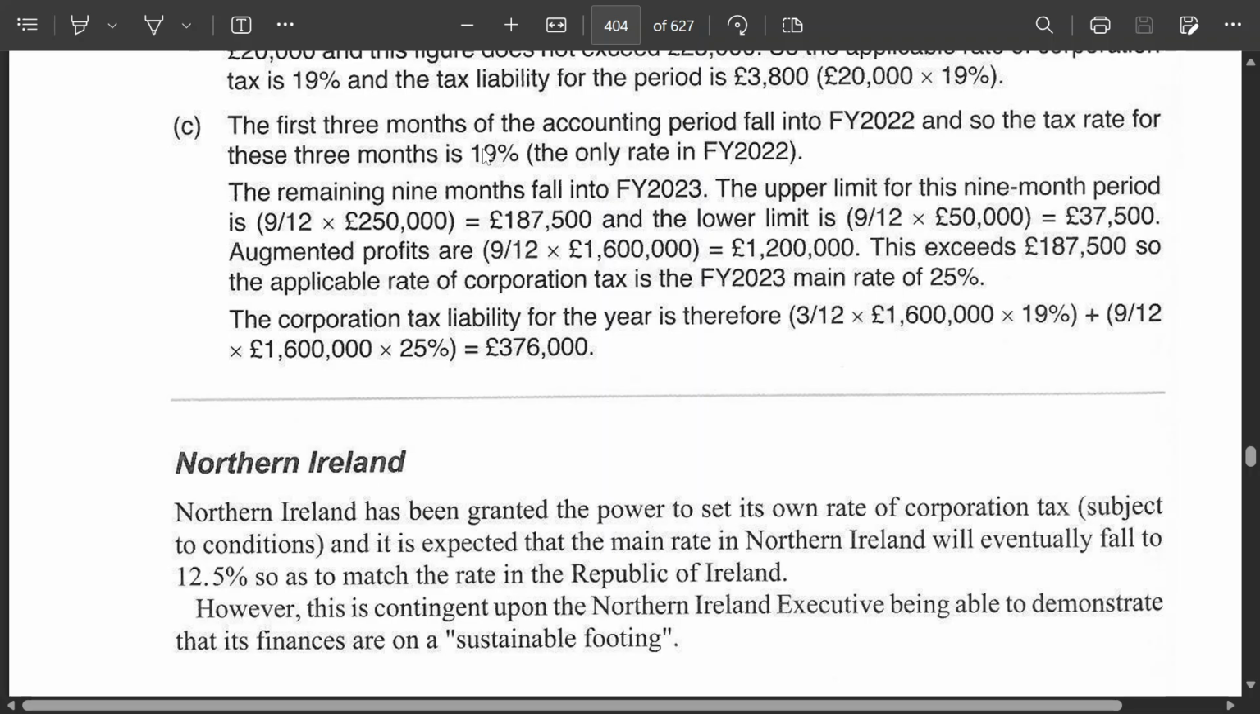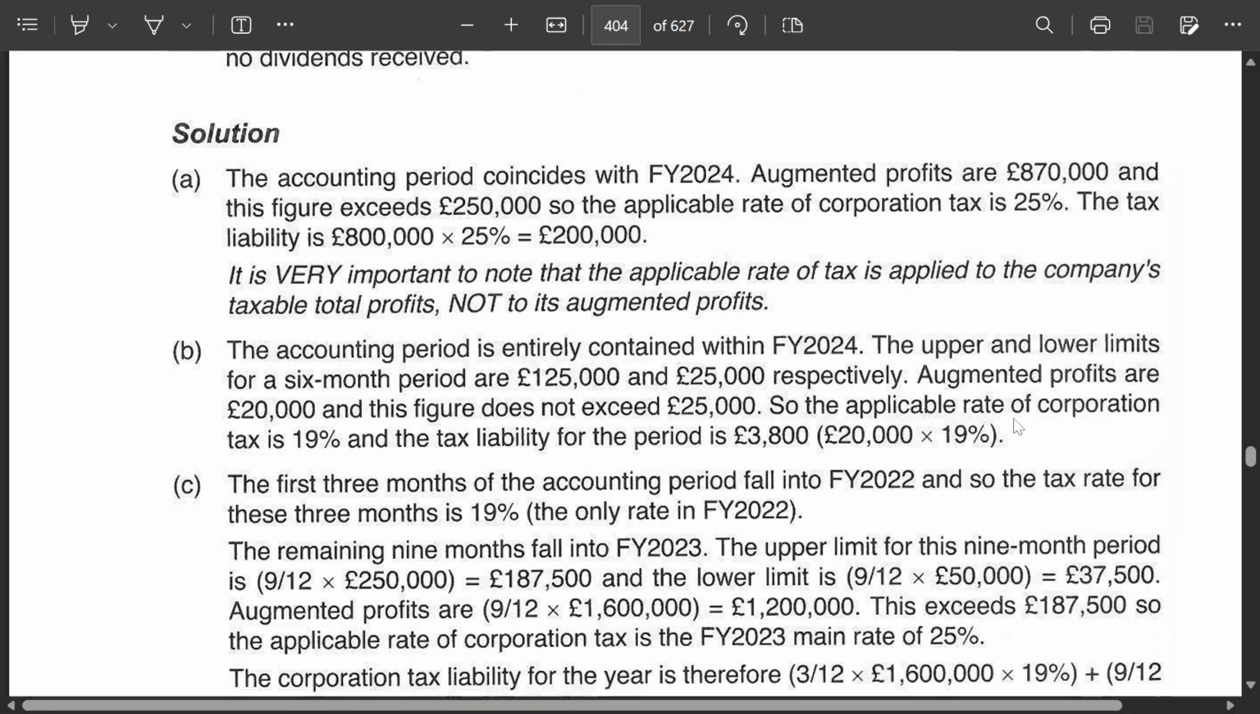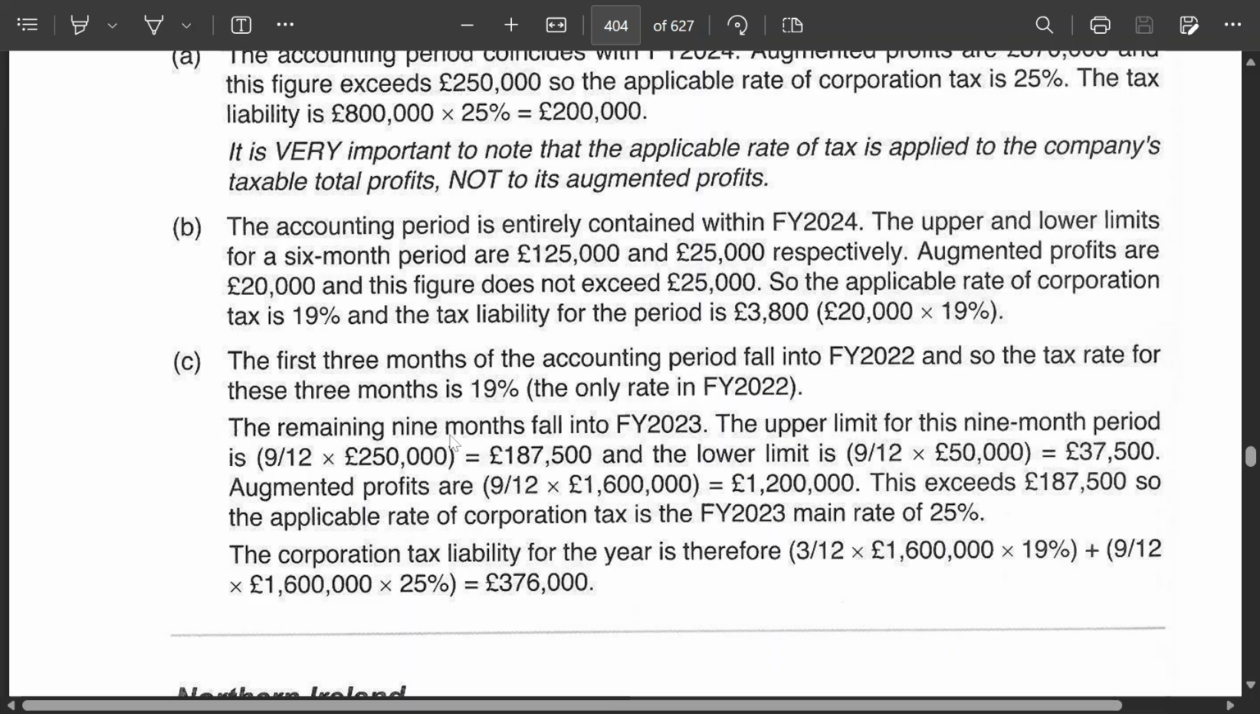So the first 3 months fall into FY22, because the question is year to December 23. So the first 3 months of 23 are falling into FY22. And then the balance 9 months are falling into FY23. So here you see here, okay, you are not expected to know this, that the rate changed only in FY23.